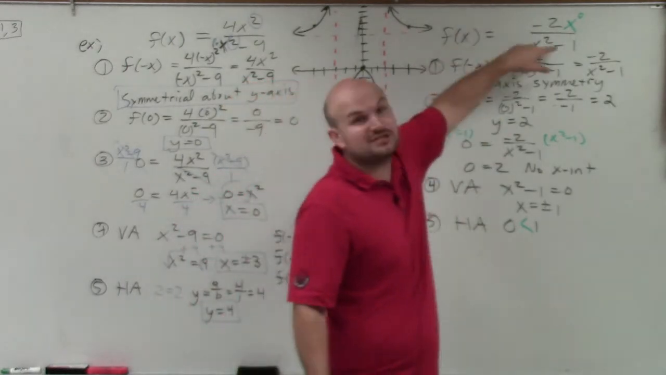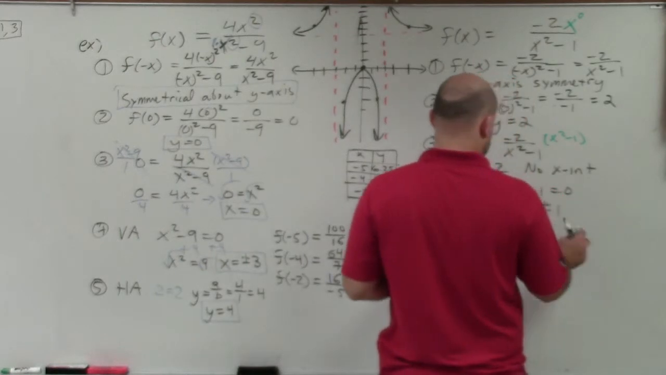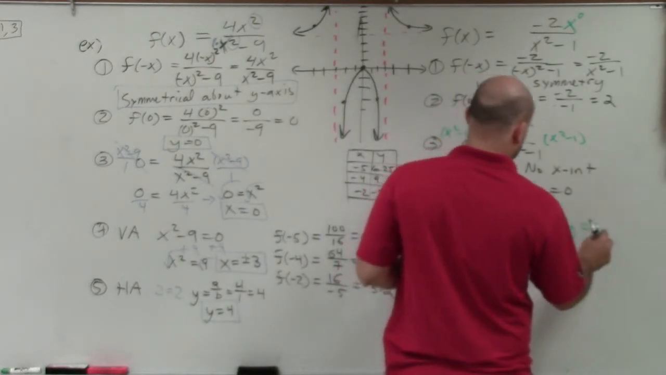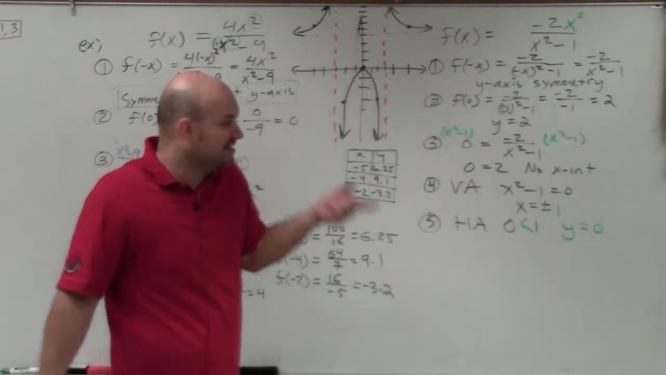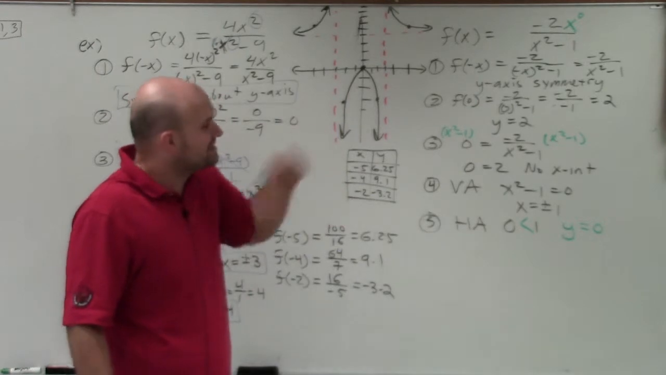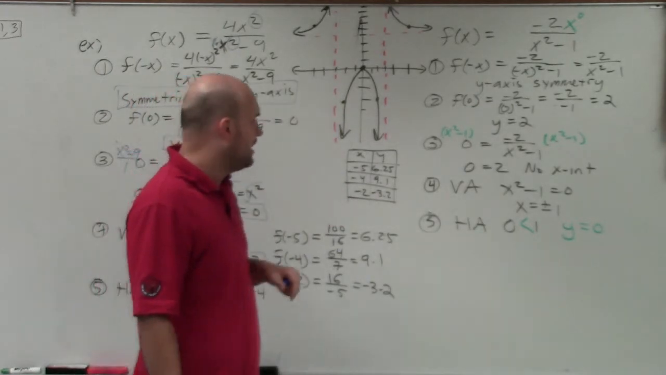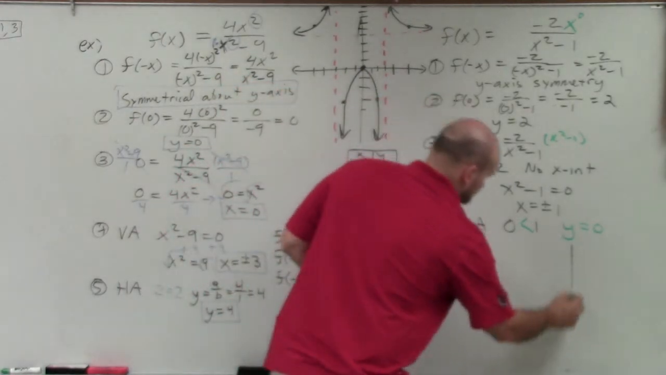So whenever the degree in your denominator is larger than the degree in your numerator, we have an asymptote at y is equal to 0. That's why the graph doesn't cross. Now, there's times where you're going to have a horizontal asymptote and the graph will cross. But in this example, it's not going to cross at 0. So now we need to go ahead and plot our information.